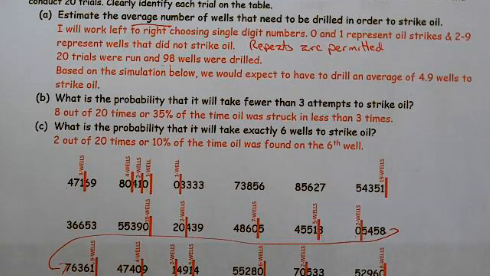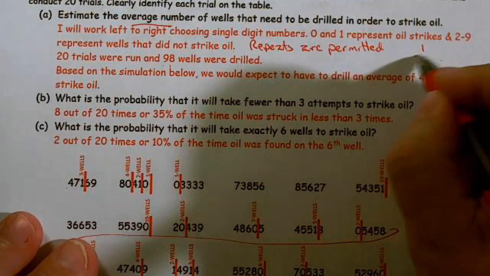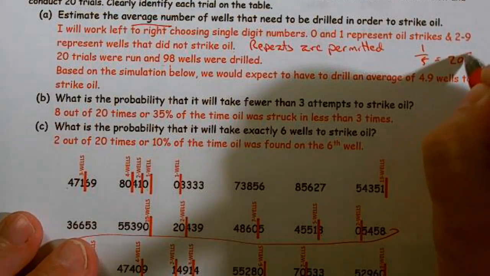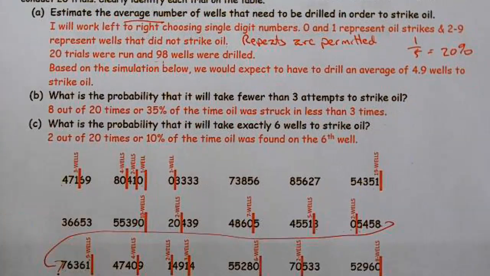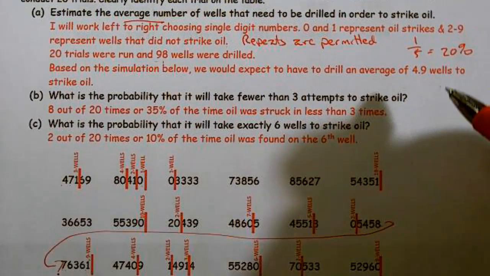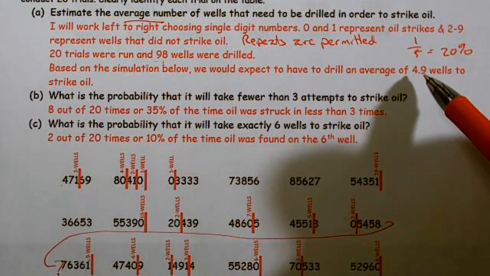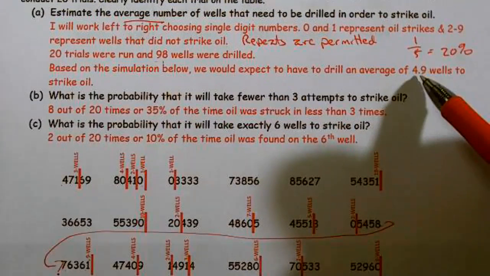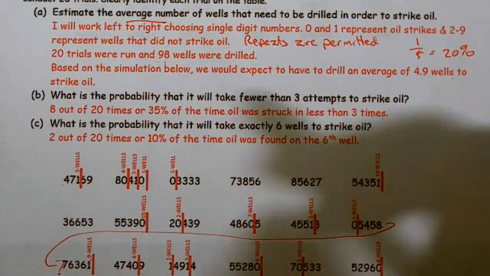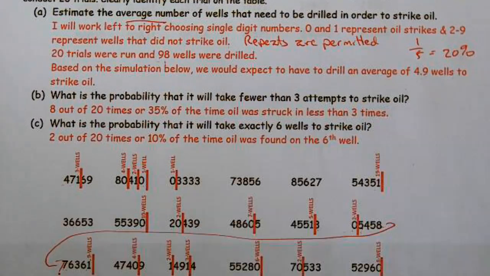I want to say something about that 4.9 that's kind of interesting. If it were 1 in 5, that would have been 20%. So basically, in this particular sample, we varied a little bit. Instead of being at 5, we were at 4.9, 1 in 4.9 wells. And that kind of shows the variation that a simulation will do. And depending on who did the simulation, what numbers were assigned, we're all going to get different answers. And that's kind of the idea of the simulation, is to show the randomness.